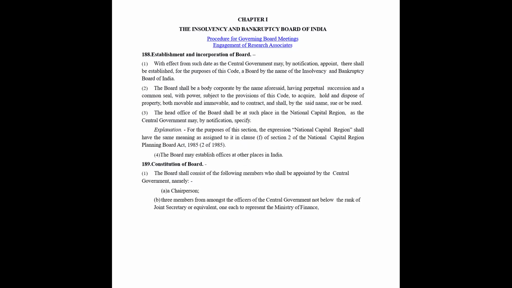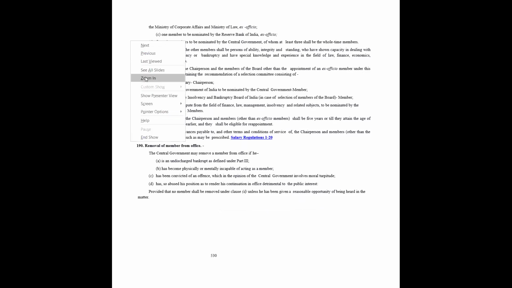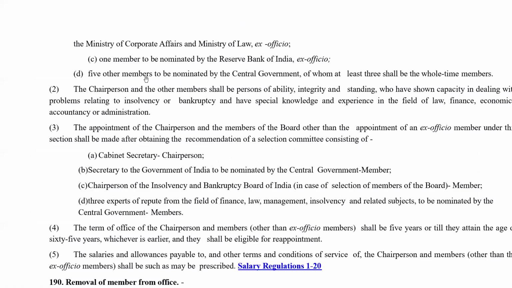The board shall consist of the following members who shall be appointed by the central government. एक होगा चेयरपर्सन, then 3 members from amongst the officers of the central government not below the rank of joint secretary or equivalent, 1 each to represent the Ministry of Finance, Ministry of Corporate Affairs and Ministry of Law ex officio, ठीक है। तो एक चेयरपर्सन हो गया, 3 members हो गए इसके ex officio। उसके बाद हो गया 1 member to be nominated by RBI ex officio, then 5 other members to be nominated by the central government, of whom at least 3 shall be whole-time members.